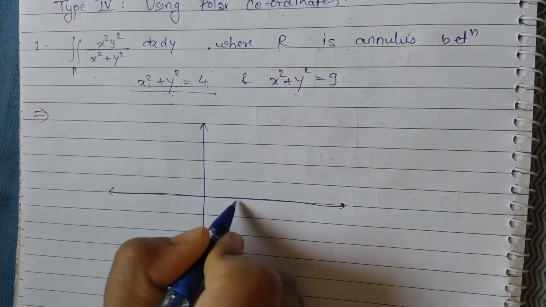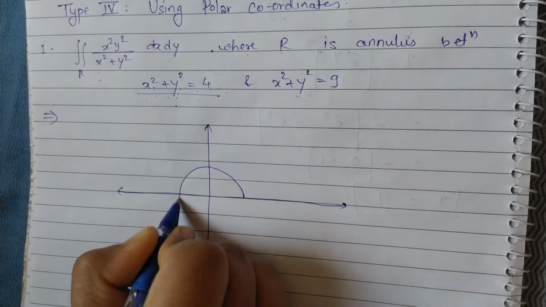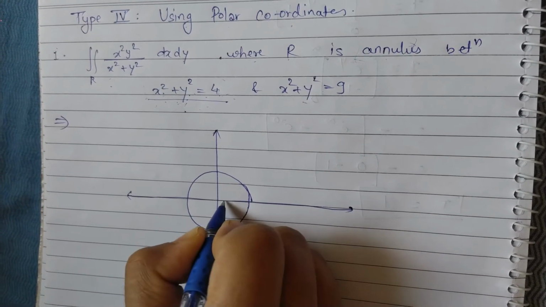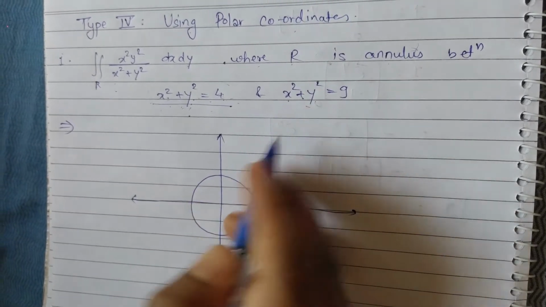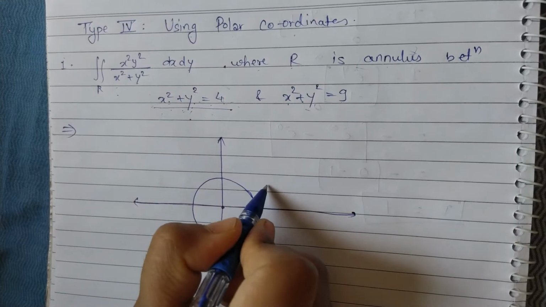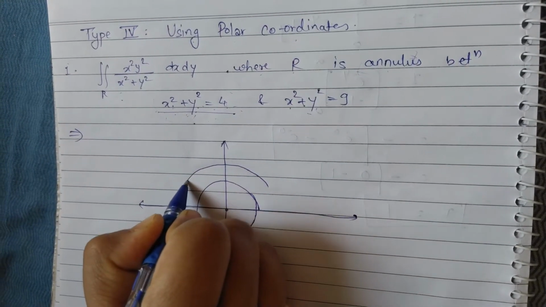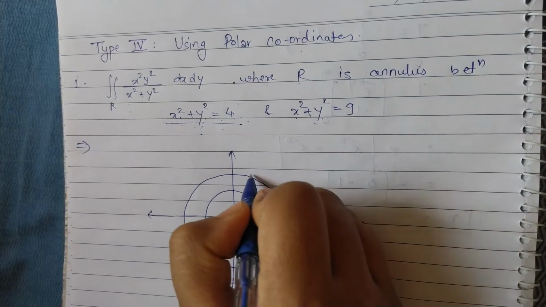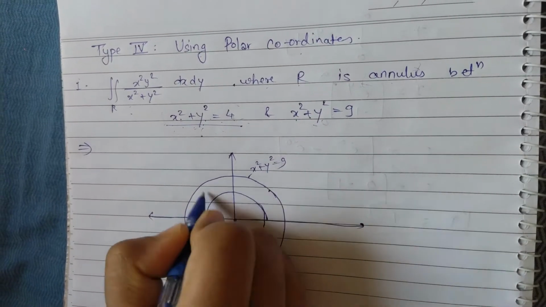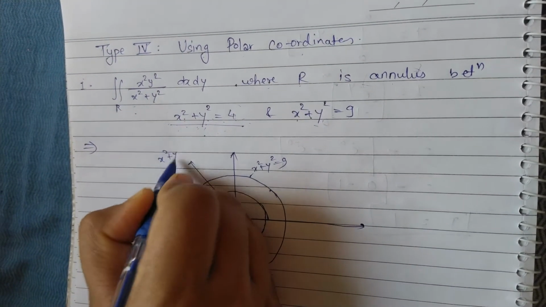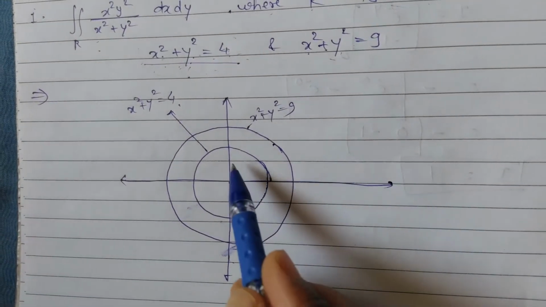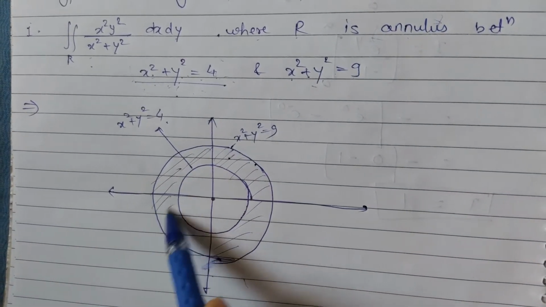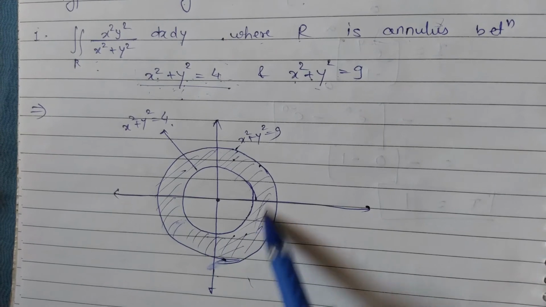So draw this circle. So this will be like this. Okay. So this is radius 2, and this is a circle with the same center, that is origin, but radius 3. So this is x square plus y square equal to 9, and this is x square plus y square equal to 4. Now what is meant by annulus? The area between these two circles is nothing but the annulus, and we need to integrate over this area.